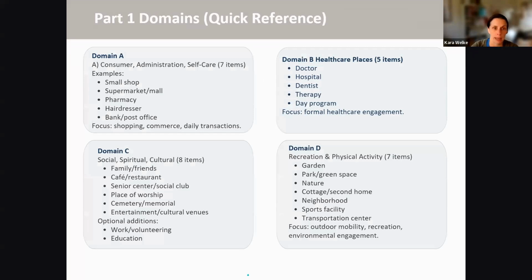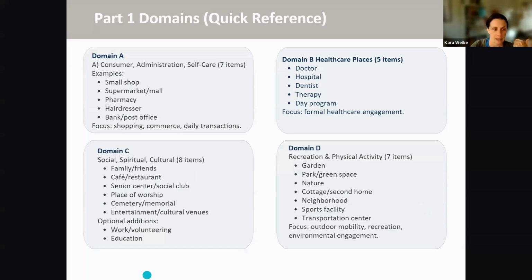The domains, and these are just examples, not everything is on here: Domain A is consumer, administration, and self-care, such as pharmacy and post office. Domain B is healthcare places, doctor, dentist. Domain C is spiritual, social, and cultural activities: family, friends, senior center. Domain D is more recreation and physical activities, such as sports, gardening, going out in nature, things like that.